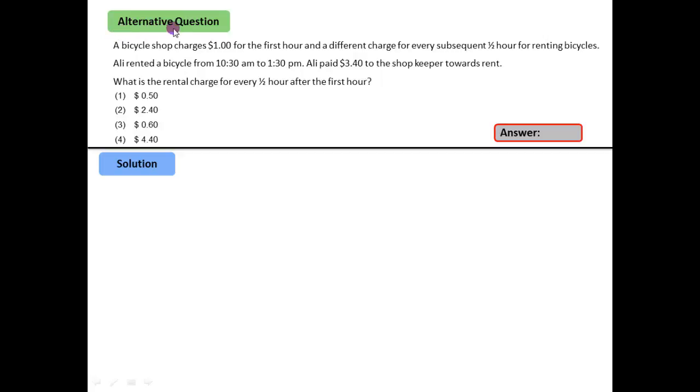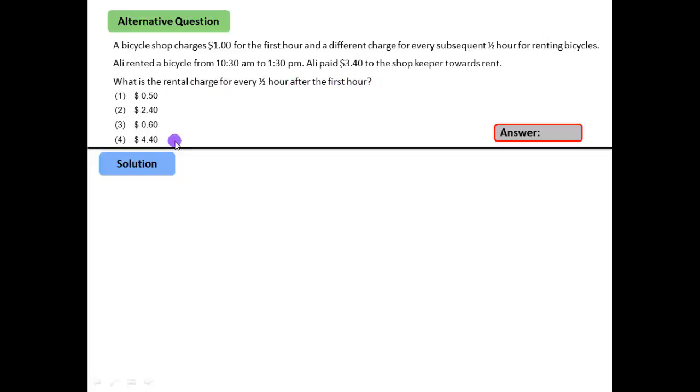Let's try doing an alternative question. Let's read the question first and find all the key points. A bicycle shop charges $1 for the first hour and a different charge for every subsequent half an hour for renting bicycles. Ali rented a bicycle from 10:30 a.m. to 1:30 p.m. Ali paid $3.40 to the shopkeeper towards rent. What is the rental charge for every half an hour after the first hour?